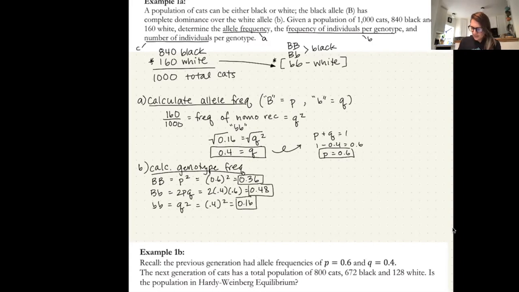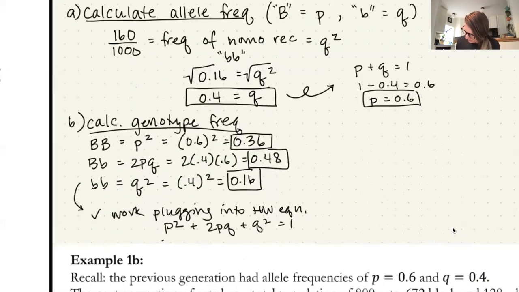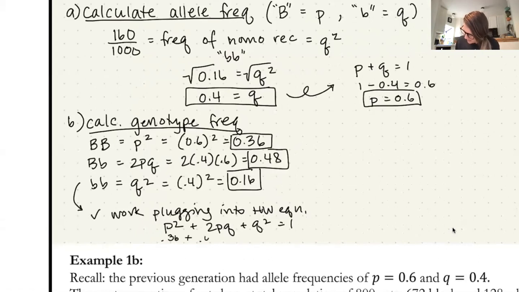And just so you know, we can double check our work by plugging into the Hardy-Weinberg equation. Remember the Hardy-Weinberg equation is P squared plus 2PQ plus Q squared is equal to 1. So if we take 0.36 plus 0.48 plus 0.16, we get our 1. So that all seems to check out.